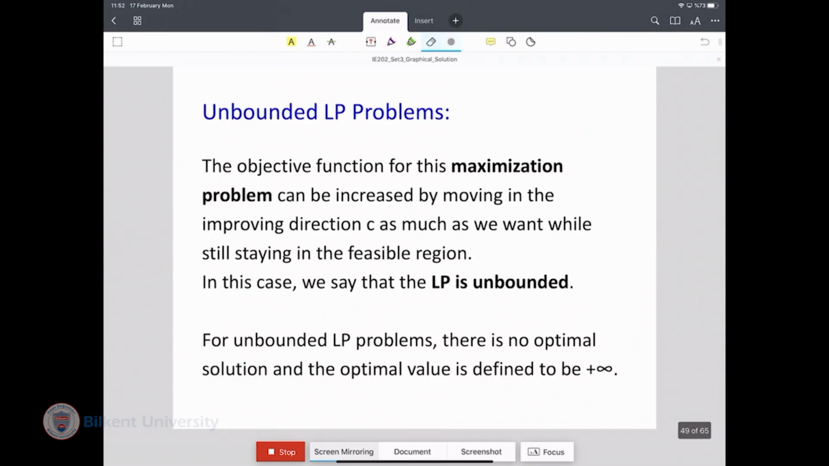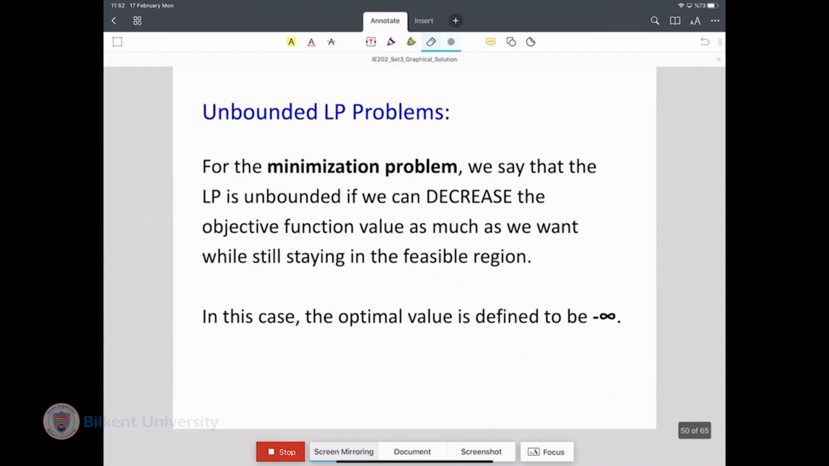So these are unbounded LPs. For a maximization problem, I can increase my objective function as much as I can, and I never leave the region, all right? So it goes up to infinity. For a minimization, this time, minus C is my improving direction, and minus C points out to infinity. It usually goes to minus infinity.